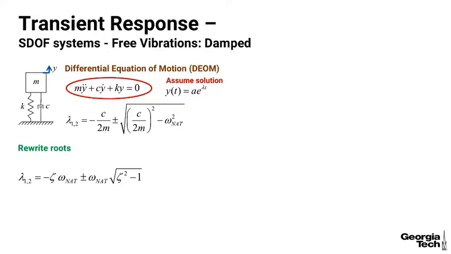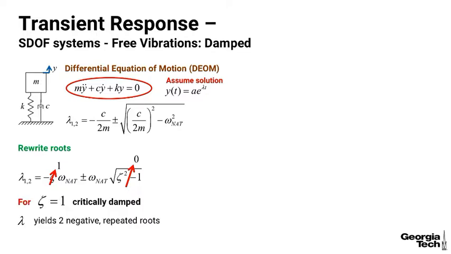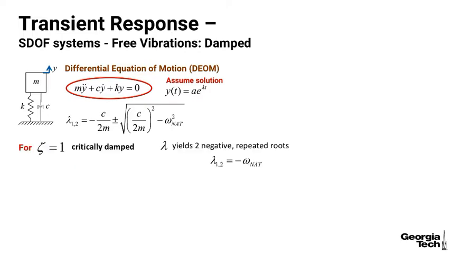And so there's our roots. We rewrote them to look like this. If zeta equals 1 for critical damping, then the argument underneath the square root sign goes to 0, and we end up with two negative repeated roots, minus omega natural. And so lambda 1 and lambda 2 are minus omega natural. We substitute those back into our assumed solution.